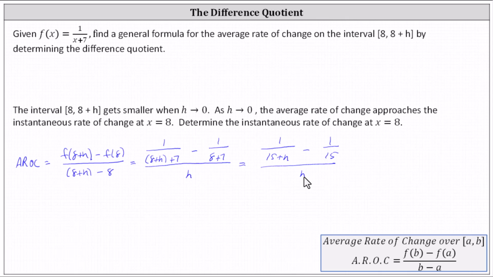And now we'll subtract the fractions in the numerator by obtaining a common denominator, which is the product of the two denominators. And therefore we'll multiply the numerator and denominator of the first fraction by 15, and we multiply the numerator and denominator of the second fraction by 15 plus h. Notice now we have a common denominator of 15 times the quantity 15 plus h, and the numerator is now 15 minus 1 times the quantity 15 plus h.